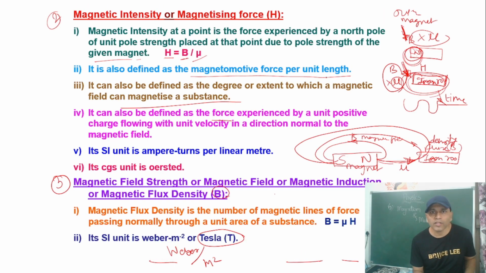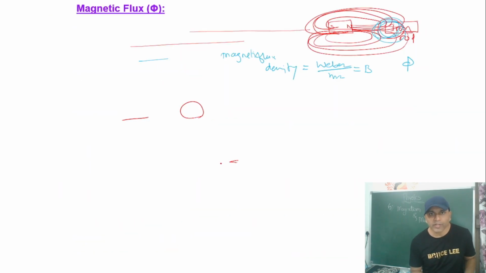This is the magnetomotive force per unit length. The unit is per meter. So the magnetomotive force is represented by H. That's what they have mentioned, magnetomotive force.